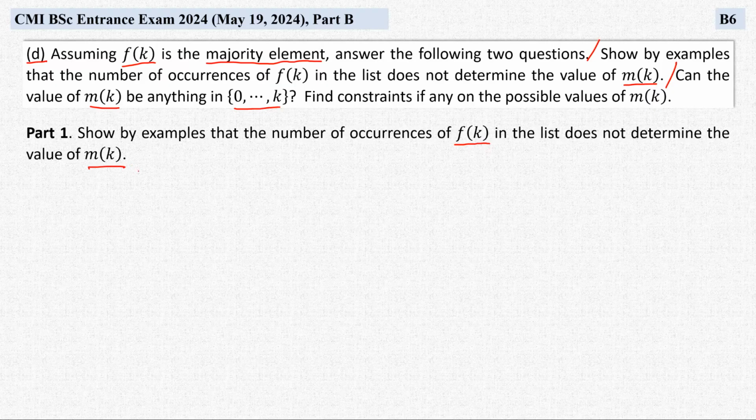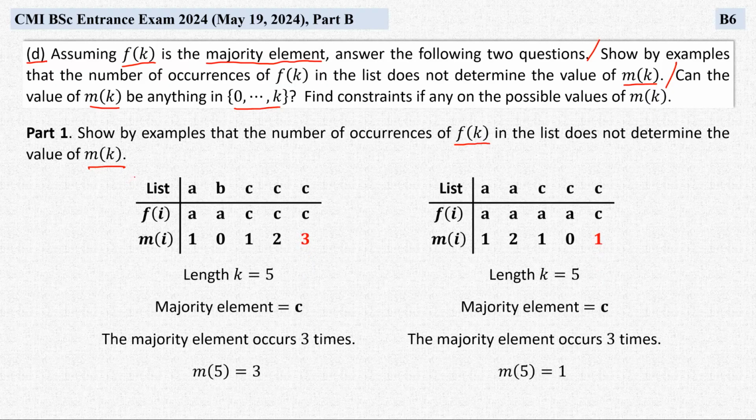There's nothing much to explain here. If you have a pretty solid understanding of how values of function f and m change, then you'll be able to quickly come up with counterexamples. I will show you these 2 lists, ABCCC and AACCC. Both lists have length 5, both have the majority element C, and the number of occurrences of the majority element is also the same for both lists, 3 times. However, the value of m of 5 differs, where the first list gives m of 5 equals 3, and the second list gives m of 5 equals 1.